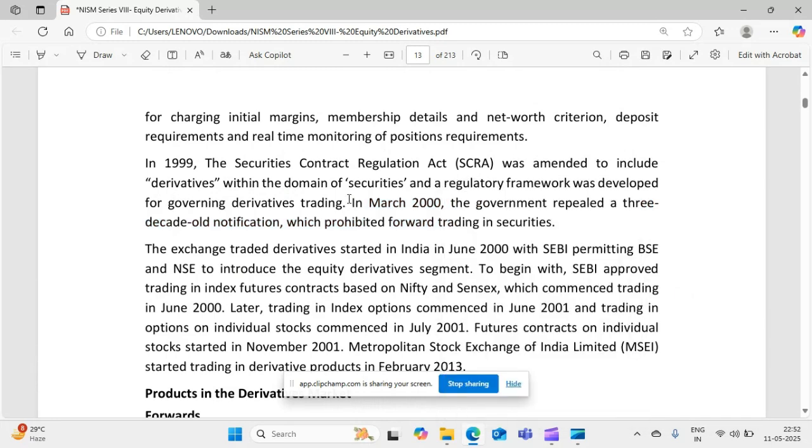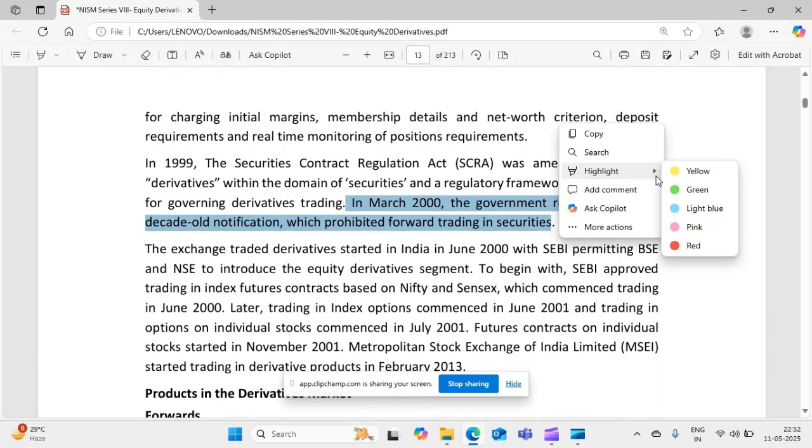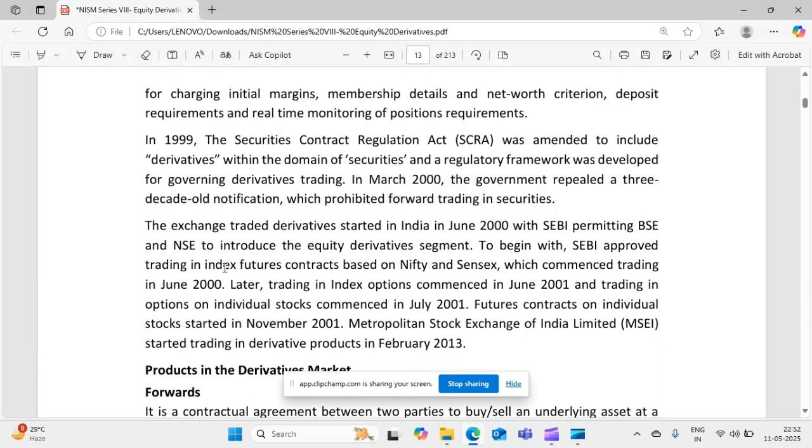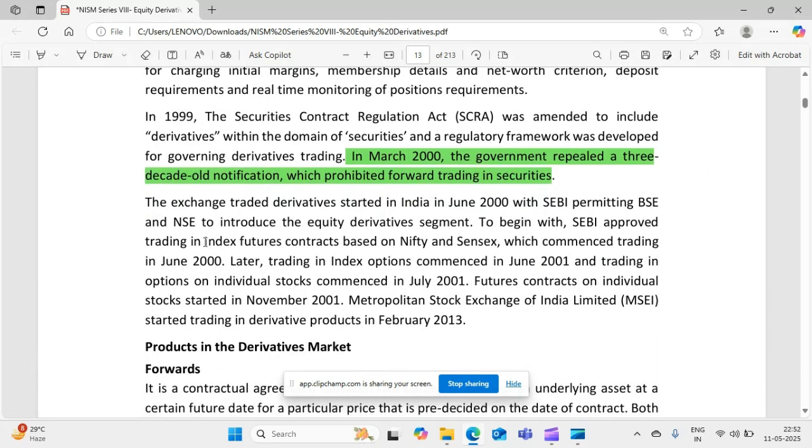So basically it is the SCRA which gives the definition of derivatives, and this is what we can see here, right? So government lifted the ban on derivatives and we had derivatives trading which started, right? The exchange traded derivatives started in India in June 2000 with SEBI permitting NSE and BSE to introduce equity derivatives. SEBI approved the index futures contract on Nifty and Sensex, which commenced trading in June 2000.